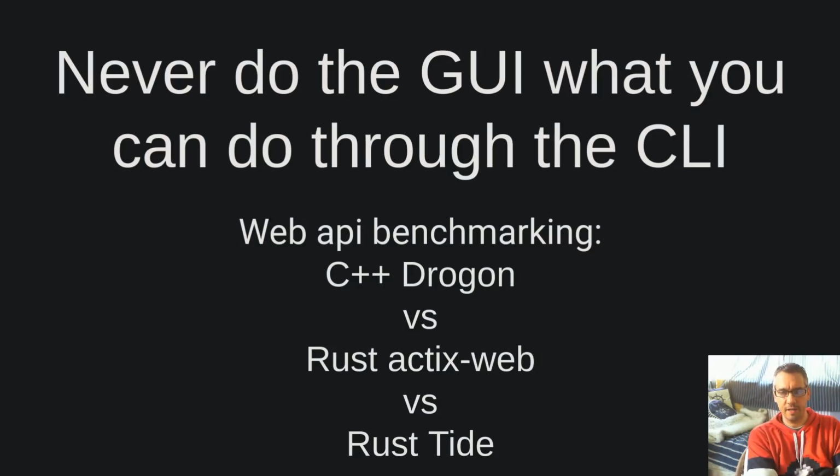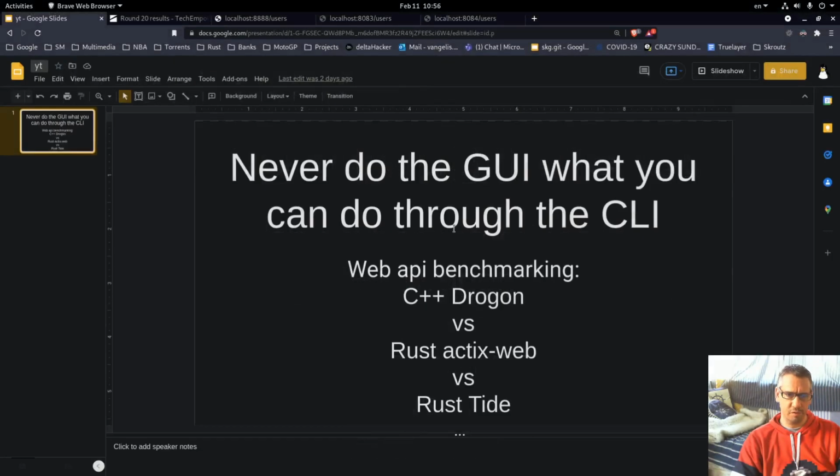I am Vangelis and today we will be exploring Web API benchmarking, C++ Drogon vs Rust Actix-web vs Rust Tide. So today we will use the big guns. As you can see, we will benchmark the Drogon framework, and we will check how it performs compared to Rust, and we will get a little surprise. I hope that the results will verify what I'm saying now. We will have a surprise in our results, and we will talk about it towards the end of the video.